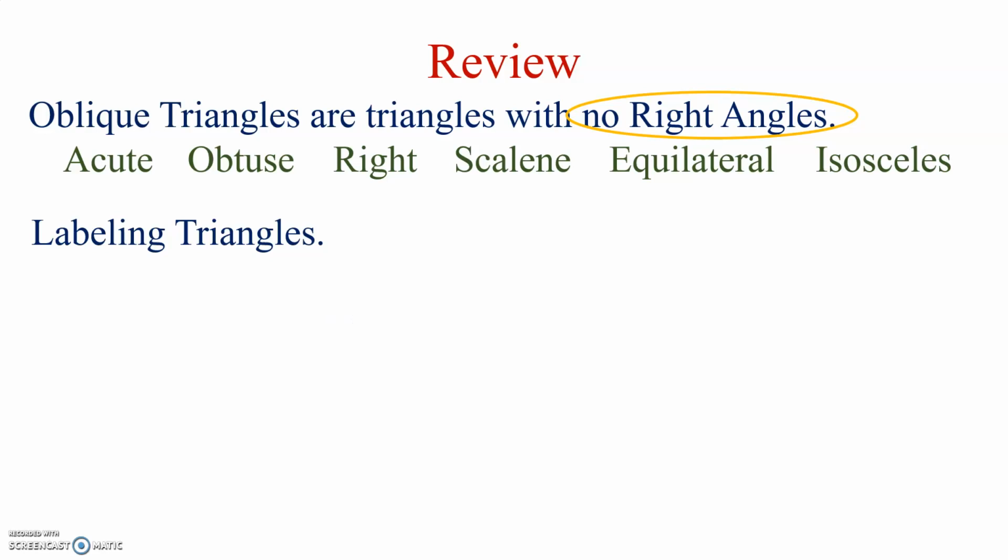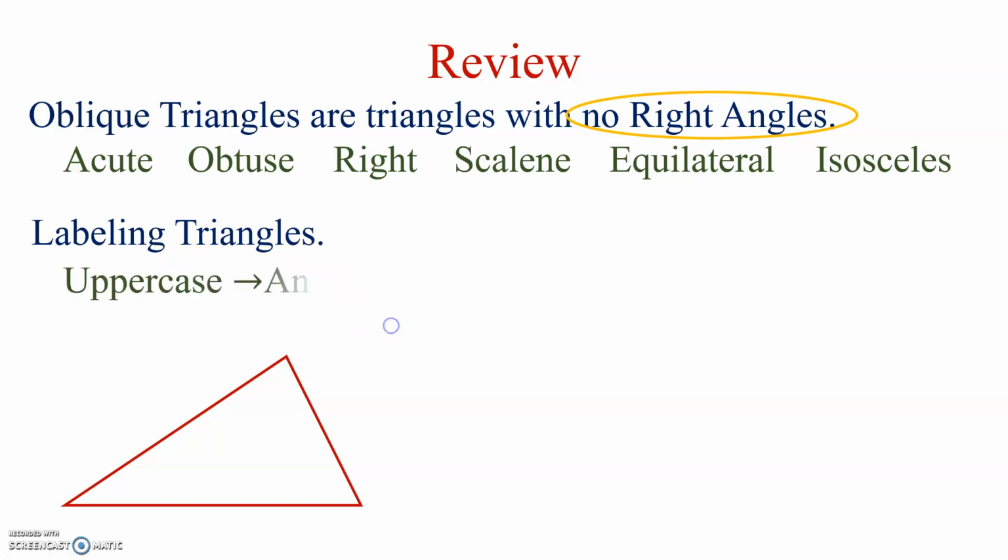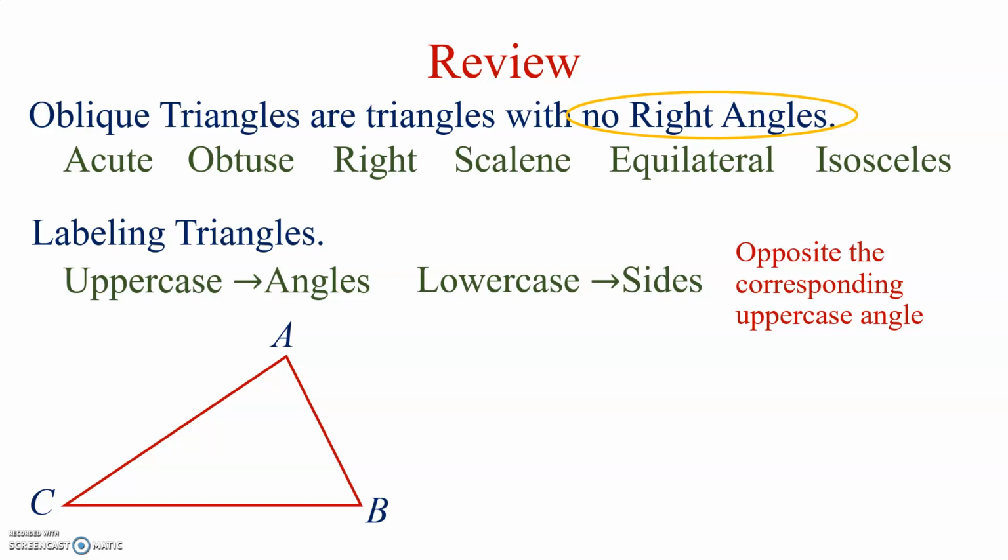Next thing we want to review is labeling triangles. If we had this triangle here, specifically this is intended to be oblique, no right angles, if we were to label the angles, we always use uppercase letters to identify the angles. So we have the letters A, B, and C, uppercase A, B, and C. While the sides, we use lowercase. And the lowercase are always located opposite the corresponding uppercase angles. So if we had angle A, little a is on the opposite side, uppercase B, lowercase b on the opposite side, and uppercase C, lowercase c.